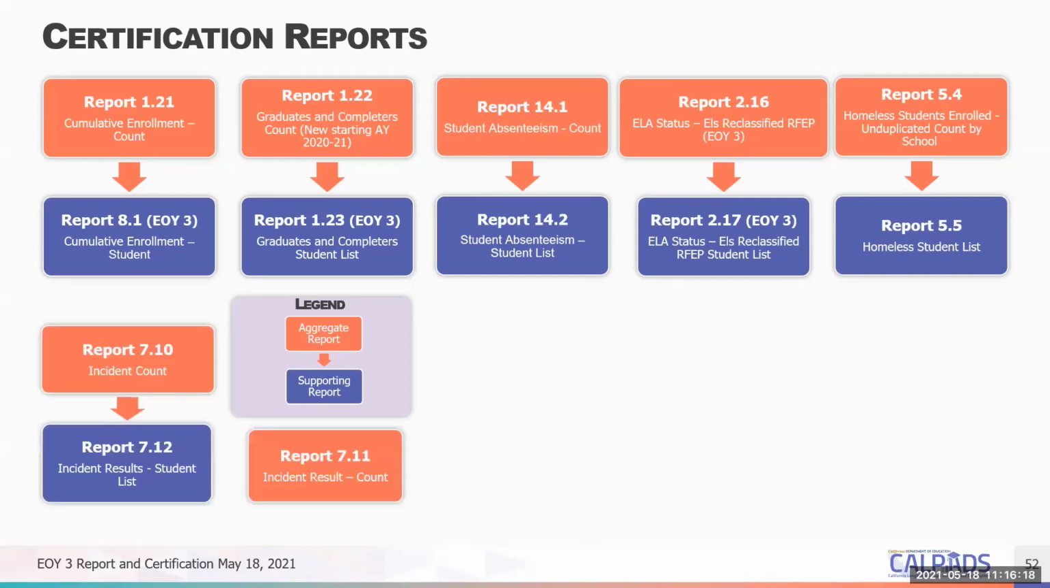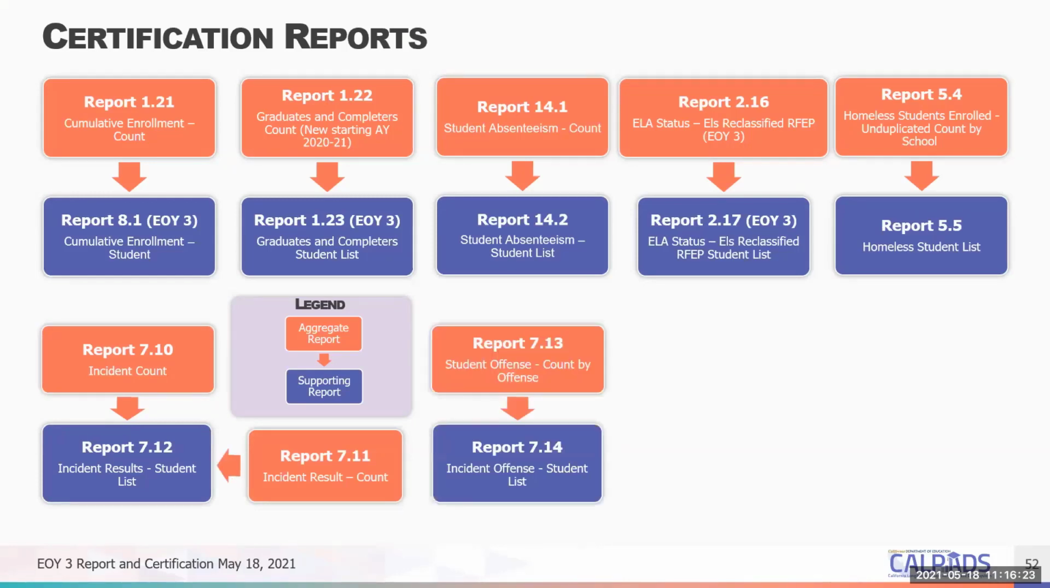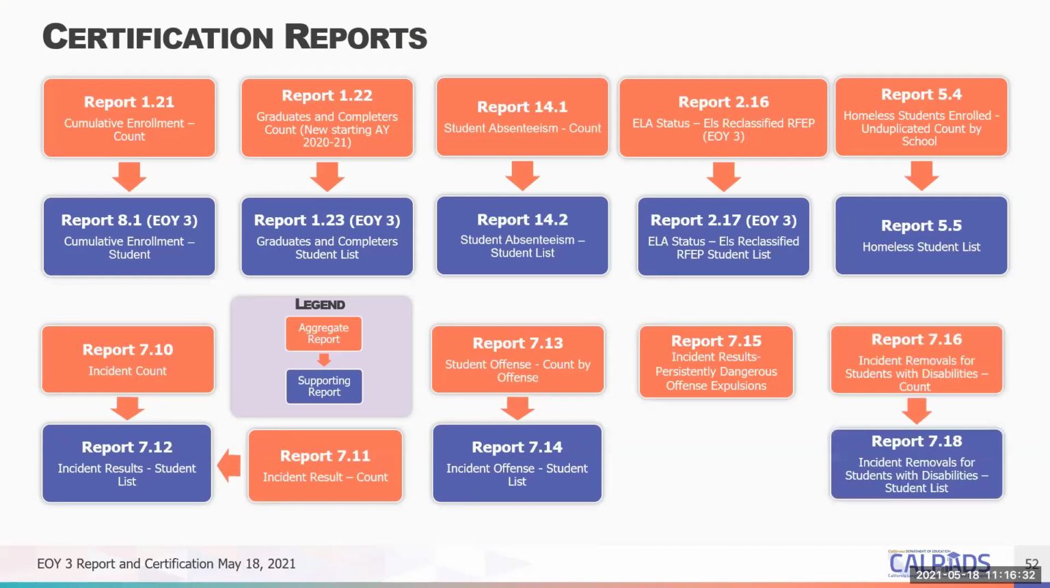And then you have your several incident reports, which begin with the incident count, 710. Then you have your student offense count, which is 713. Then you have your incident results, persistently dangerous schools, 715. And then your 716, which is supported by 718. And 716 and 717 as well are supported by 718. 716 and 717 are those aggregate reports related to students with disabilities, and 718 is the list of those students.